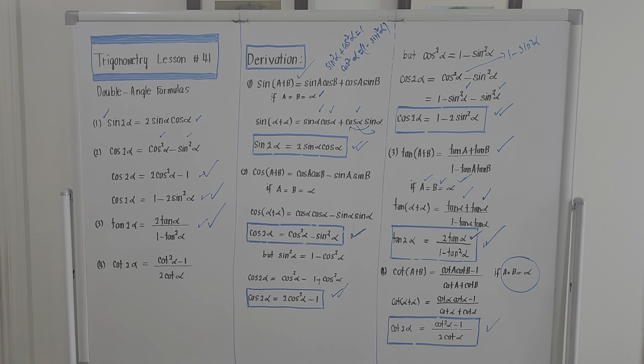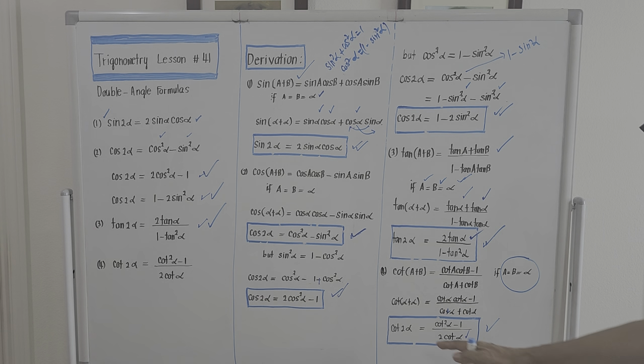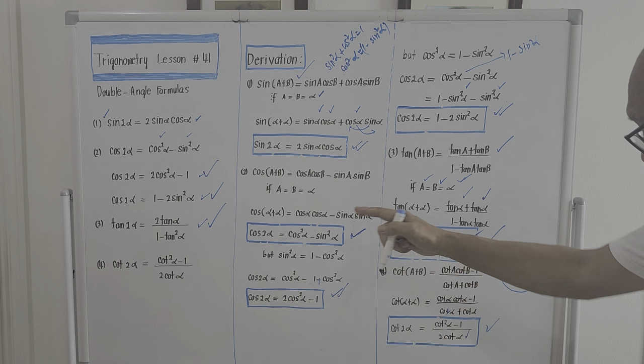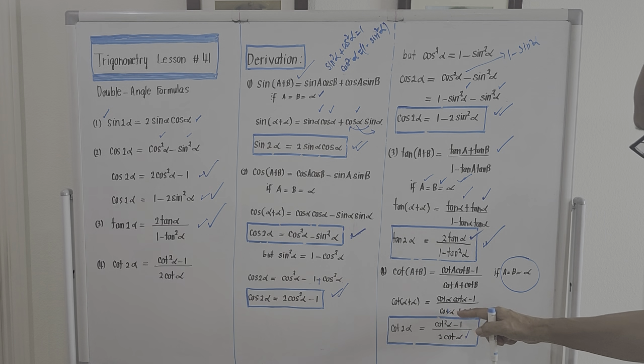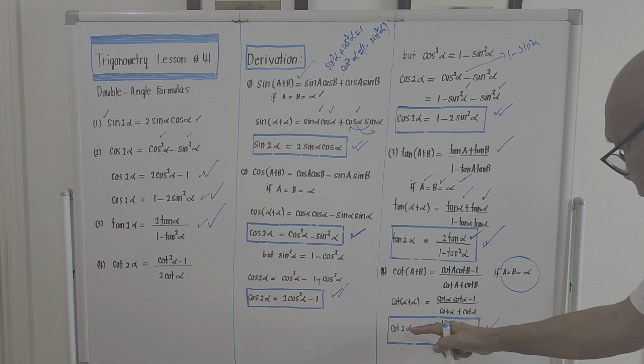Simplifying the numerator, cotangent alpha times cotangent alpha is a square, so this will be cotangent square of alpha minus 1. And cotangent of alpha plus cotangent of alpha, similar terms, one term, so this will be twice cotangent of alpha. So the last formula under double angle: cotangent of twice alpha is cotangent square of alpha minus 1 over twice cotangent of alpha. Single angle, this is double angle.